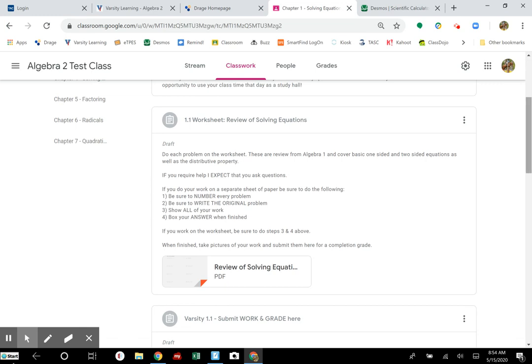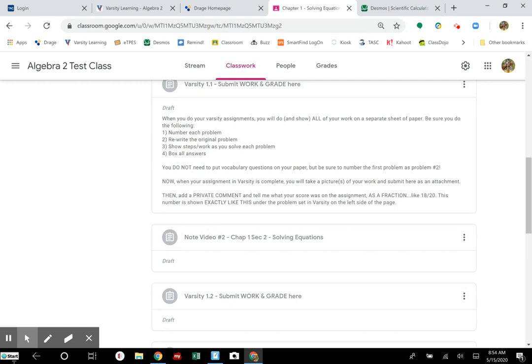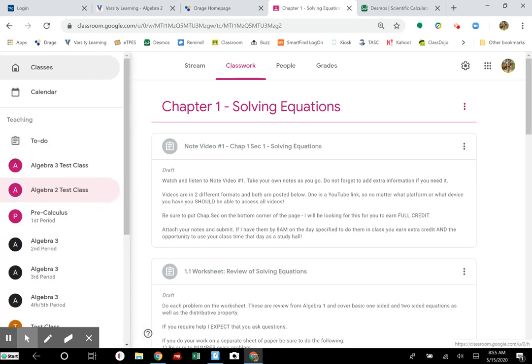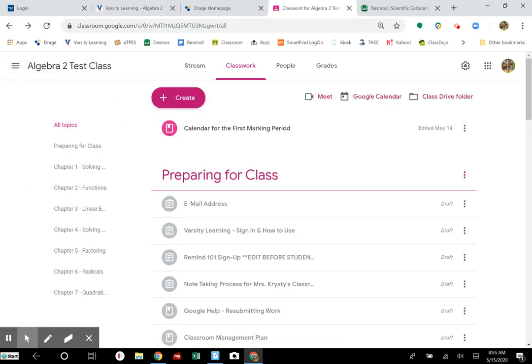And then the next thing you're going to do is this varsity assignment, 1.1, submit work and grade here. And when you do that, we'll talk more about that in the future because we haven't gotten that far yet. Then the next thing, note video number 2. So it quite literally goes through and lays out the order that you're going to do everything in for this class. Okay. Also, you're going to have a calendar posted for the class, and it is right up at the top of the classwork area.